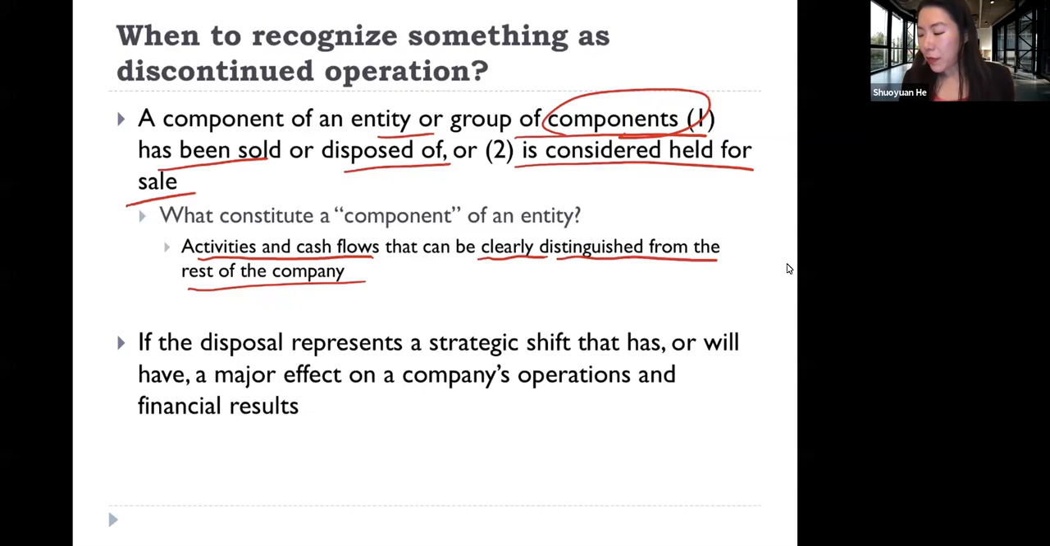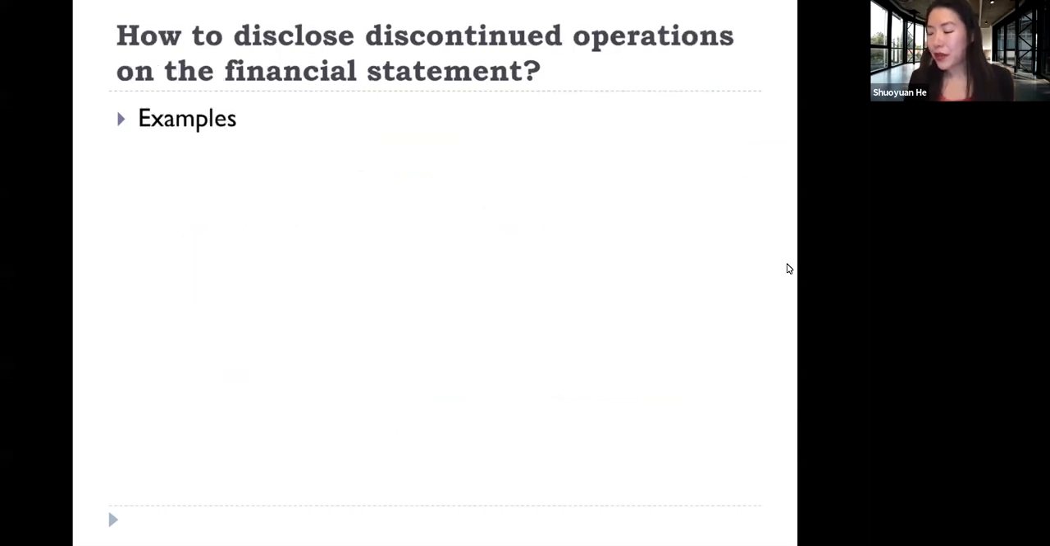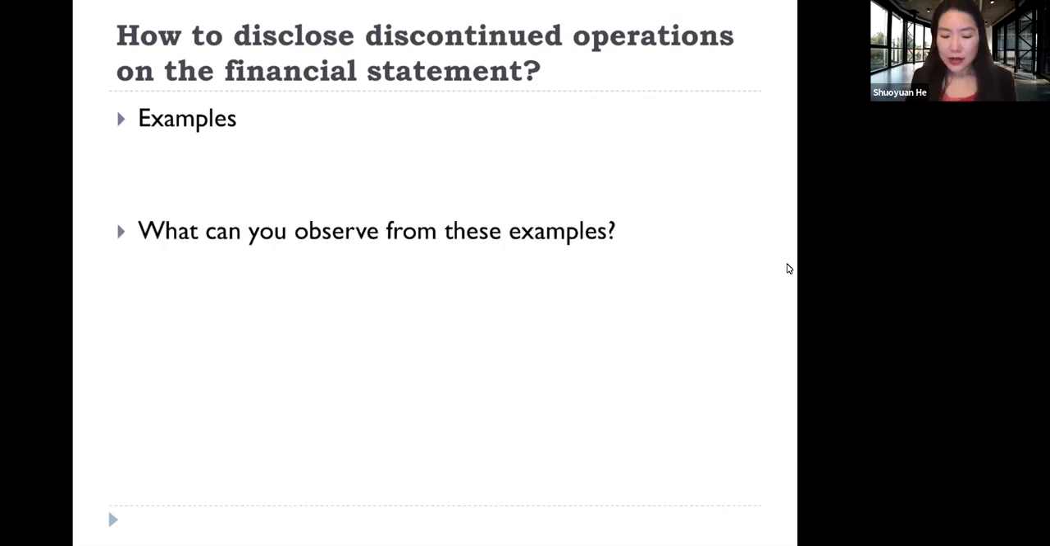And then the disposal should represent a strategic shift that has or will have a major effect on a company's operations and financial results, so the impact should be major. And then we separately disclose it as income from discontinued operation. So that is when. And this second point is subject to management judgment. So how to disclose discontinued operation on the financial statement?